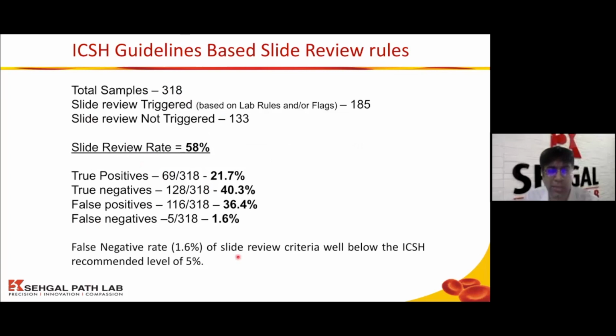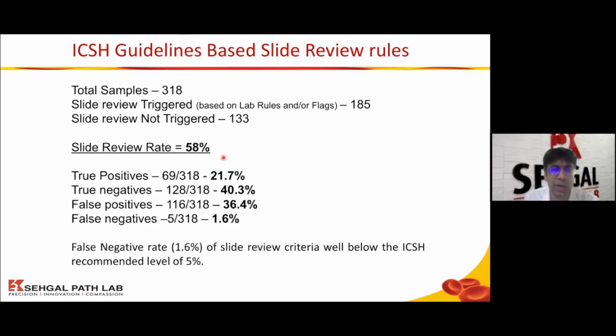Now the most important aspect in the truth table is the false negatives. The false negatives are the cases where the machine has not flagged, you have not seen the smear, and the sample report has gone without your review. As per ICSH, the recommended level for the false negative is 5%. In our study, we got it as 1.6%.